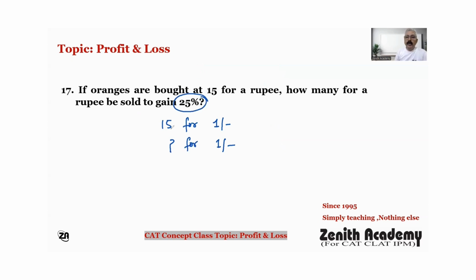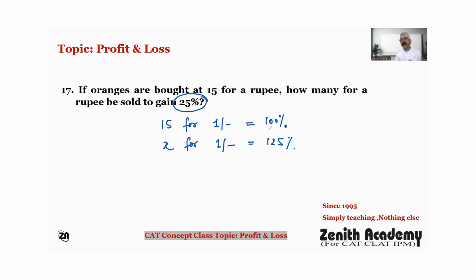Okay. So here 15 oranges in 1 rupee is actually equal to 100%. Fine. And you want to make 25% profit. So suppose X for 1 rupee is equal to 125%. Is it okay? 15 in 1 rupee is 100%. So what in 1 rupee is equal to 125%? Obvious.